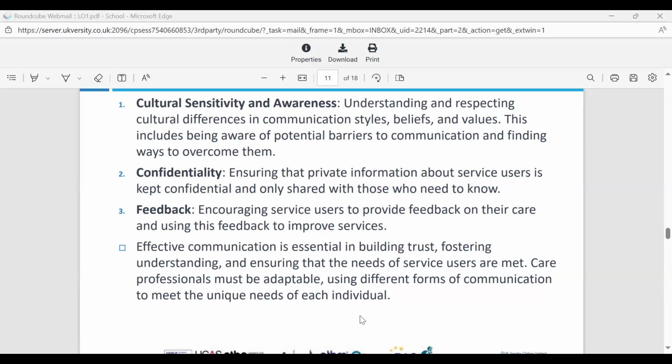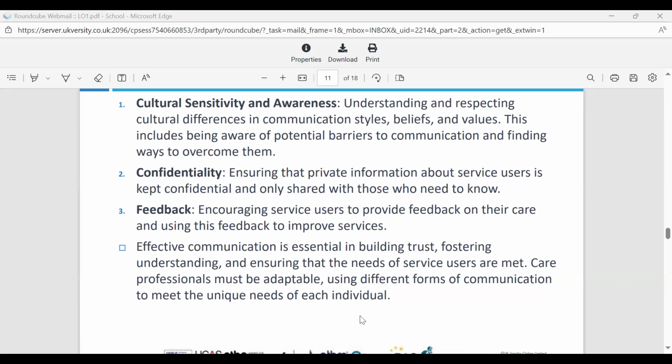Confidentiality is really, really important. You can't share any sort of information. Make sure the information the individual has given you is not shared with anyone else, and it's kept confidential, especially in a health and social care setting. You need to make sure that all information is confidential.